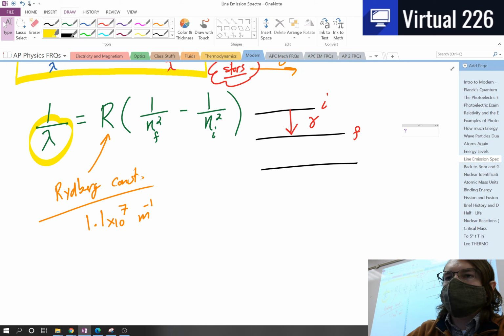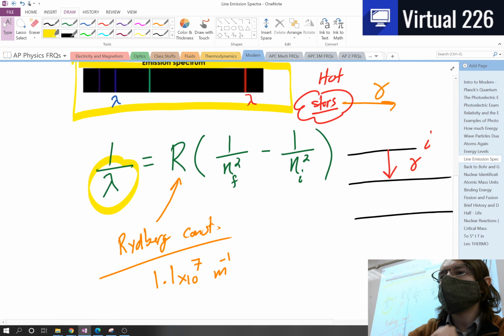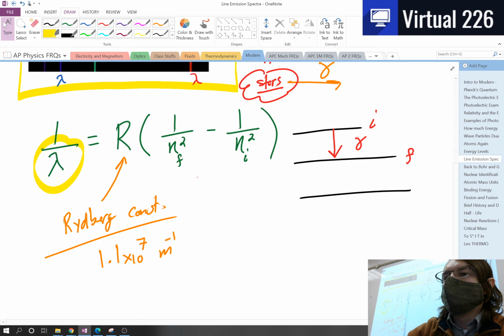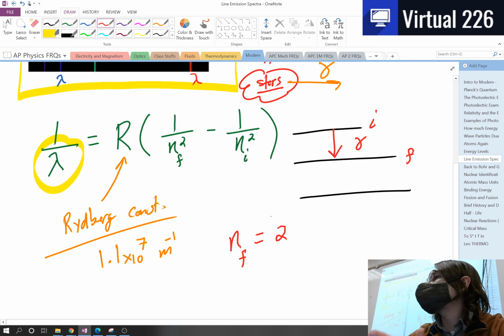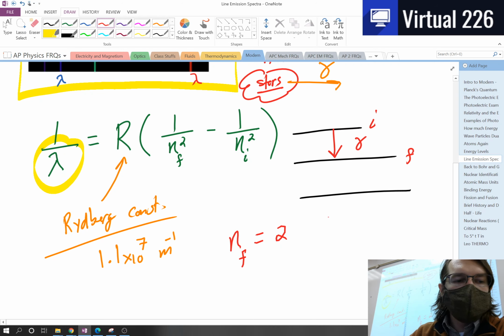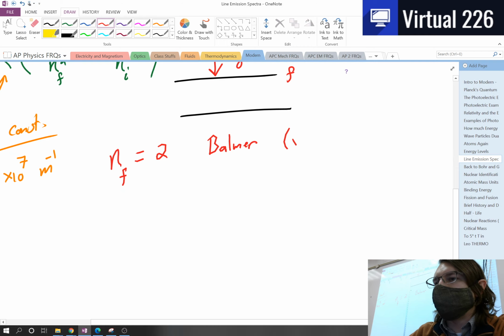In general, what Balmer was able to show here is that for hydrogen and for what we see for this visible emission spectrum, these emission lines here could be determined by setting NF equal to 2. If your Ni is 3, we'd get some line. Ni is 4 would give us a different line. Ni of 5 gives us a different line. This is what Balmer gave us. And this is in the visible spectrum.